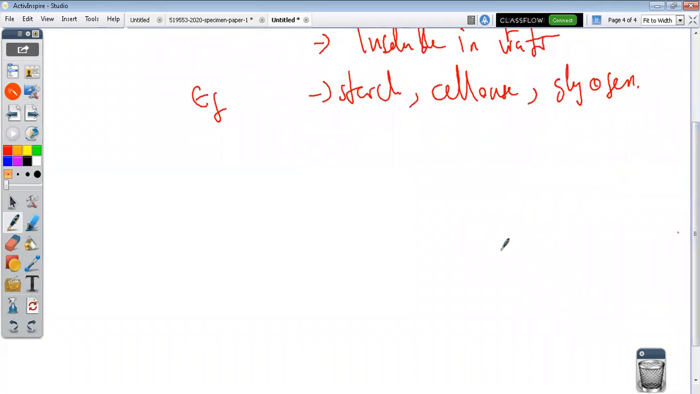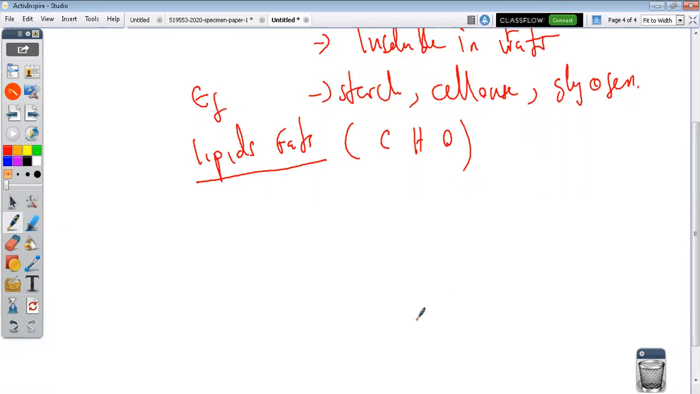Now let's talk quickly about the lipids or fats. What are fats made of? Are they different from carbohydrates in terms of elements? They are the same. They are made of carbon, hydrogen, and oxygen. So fats are made of the same elements as carbohydrates, but fats are more complex than carbohydrates. Clear?